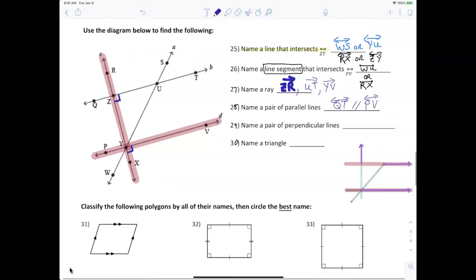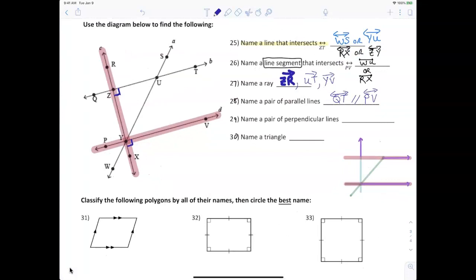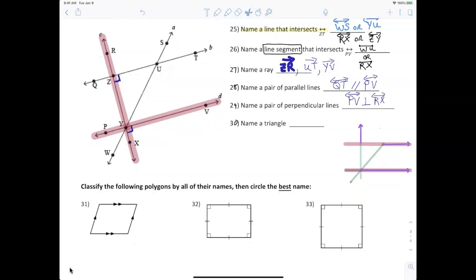So what you would say, perpendicular lines intersect to form right angles. So you could say that PV is perpendicular to RX. And then we would draw those lines. Now, the other thing we could do is say that this, I'll draw another one, this right here is also perpendicular to this because of that. So you could say that QT is perpendicular to RX also.